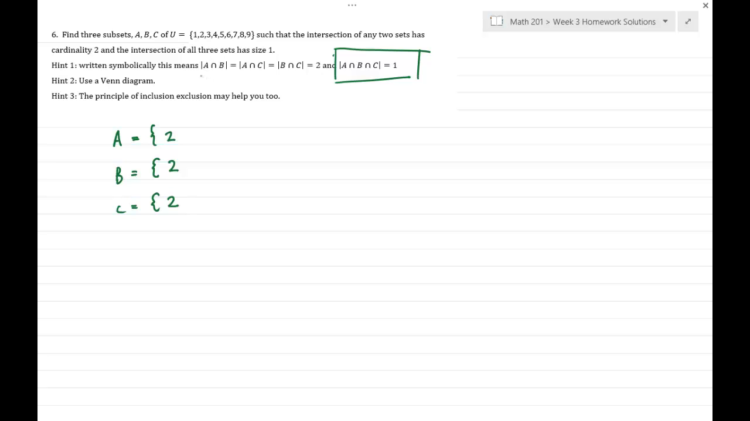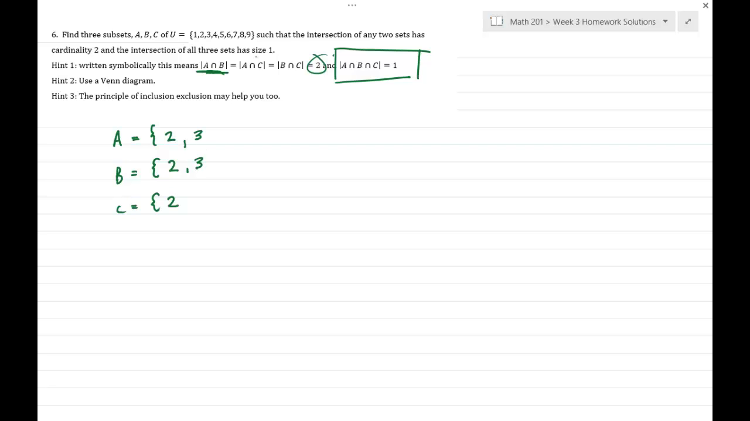Now, I want A and B to have exactly 2 elements in common. So they already have 1 element in common because they have 2 in common. Now I want them to have 1 more. So let's say 2, 3. Okay.